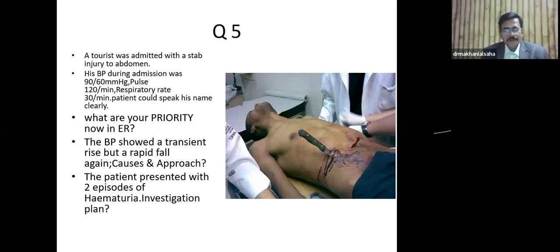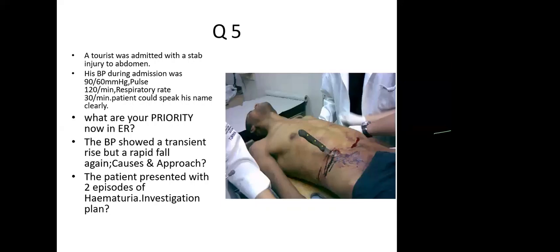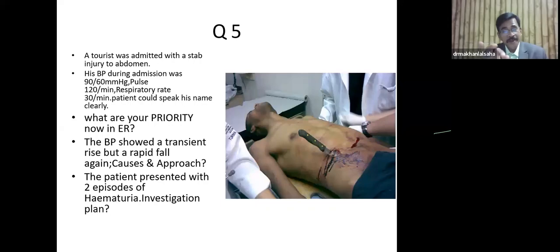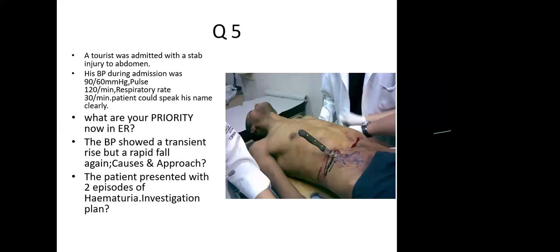Is it a multi-trauma or just an isolated abdominal trauma? As an isolated abdominal trauma, and the patient could speak his name clearly, it means the patient's airway is normal and I can assess. So my priority in this patient scenario, in the ER, 1, 2, 3. Following the ATLS protocol, I'll go with airway, breathing and resuscitation.